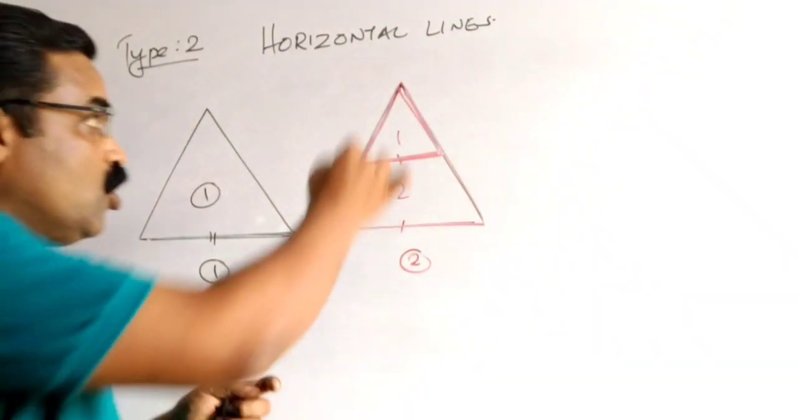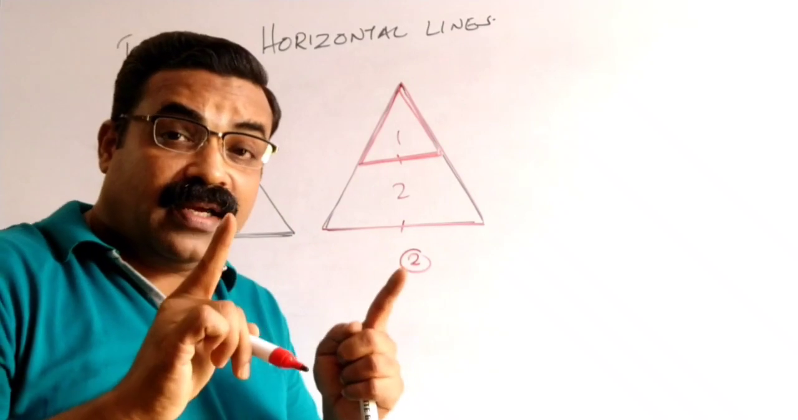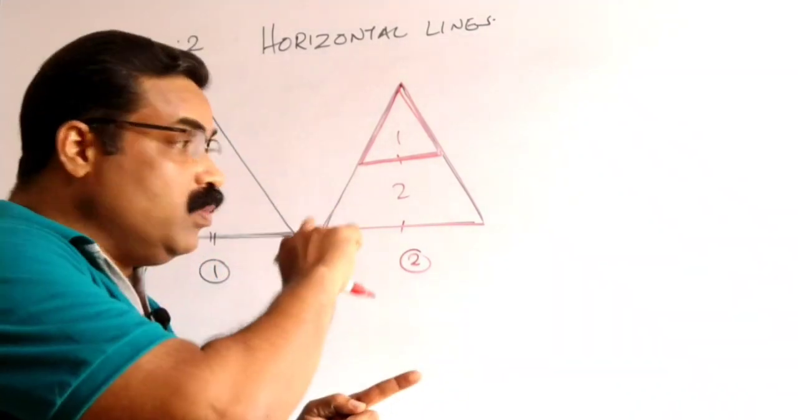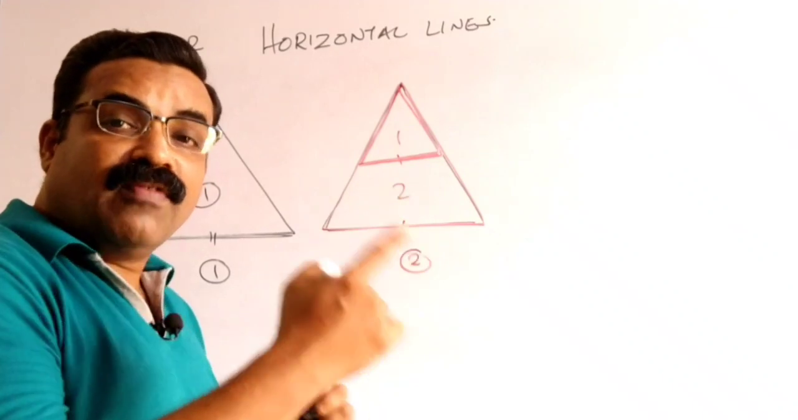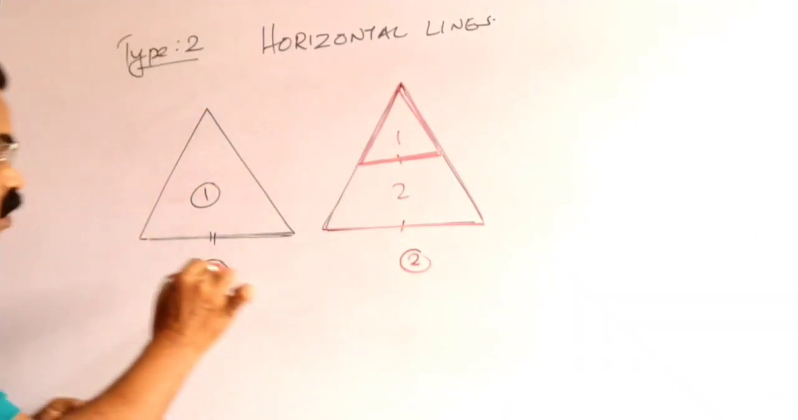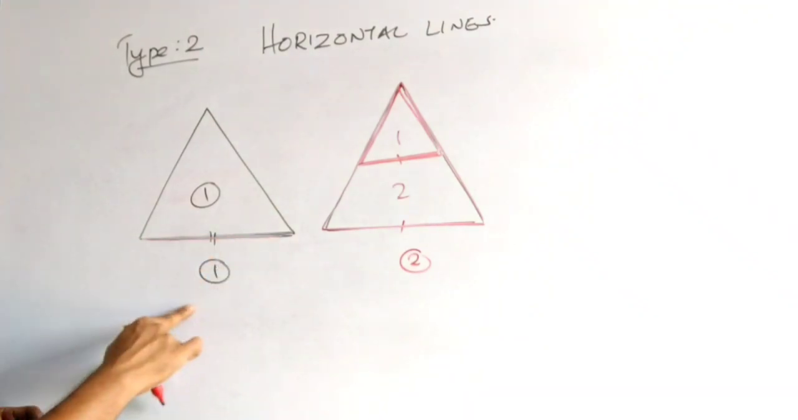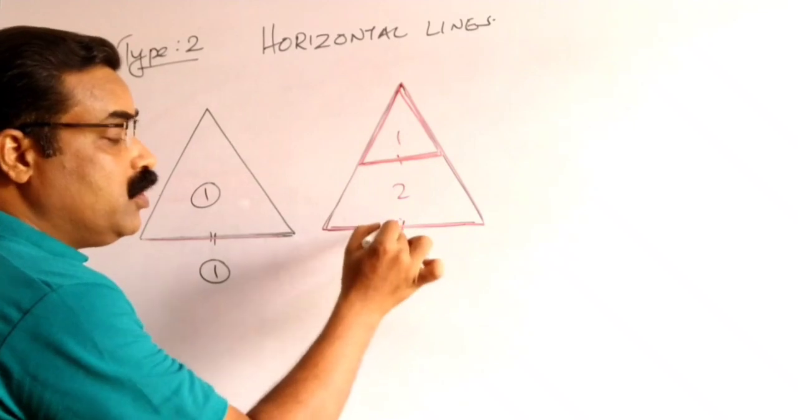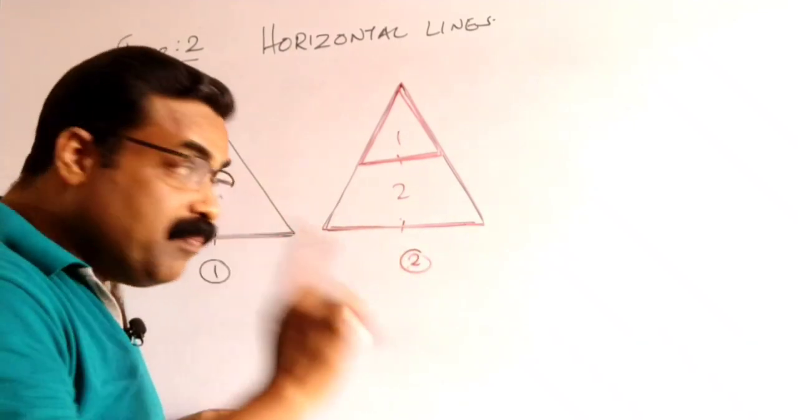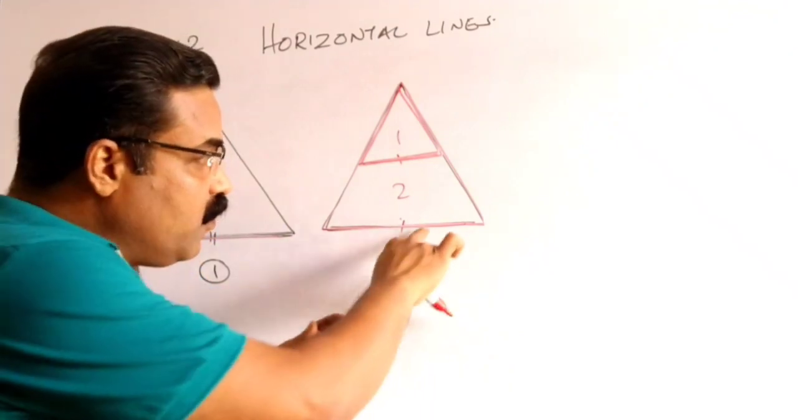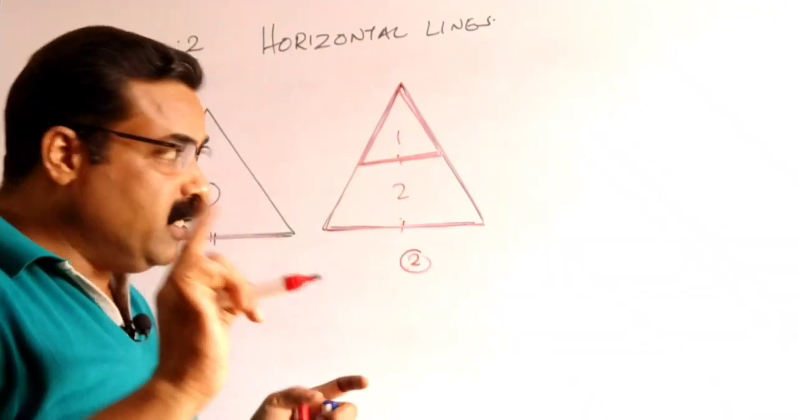So here there is no vertical line. Understand very clearly, in type 1 we have seen vertical lines, so we counted the number of parts and added. Here it is the number of horizontal lines. Here we have only one horizontal line, one triangle. We have 2 horizontal lines, so 1 and 1, 2 triangles. Number of horizontal lines, that many triangles.